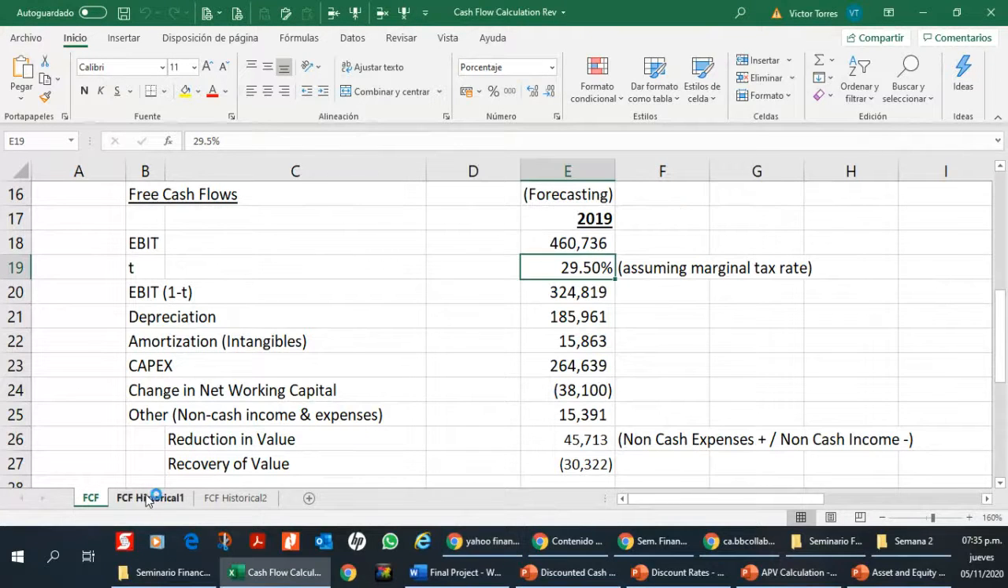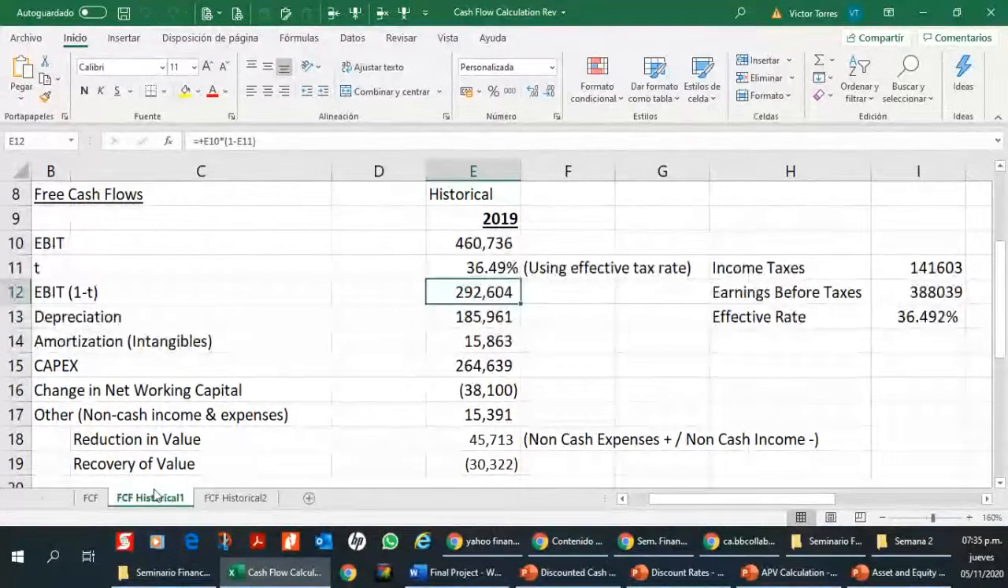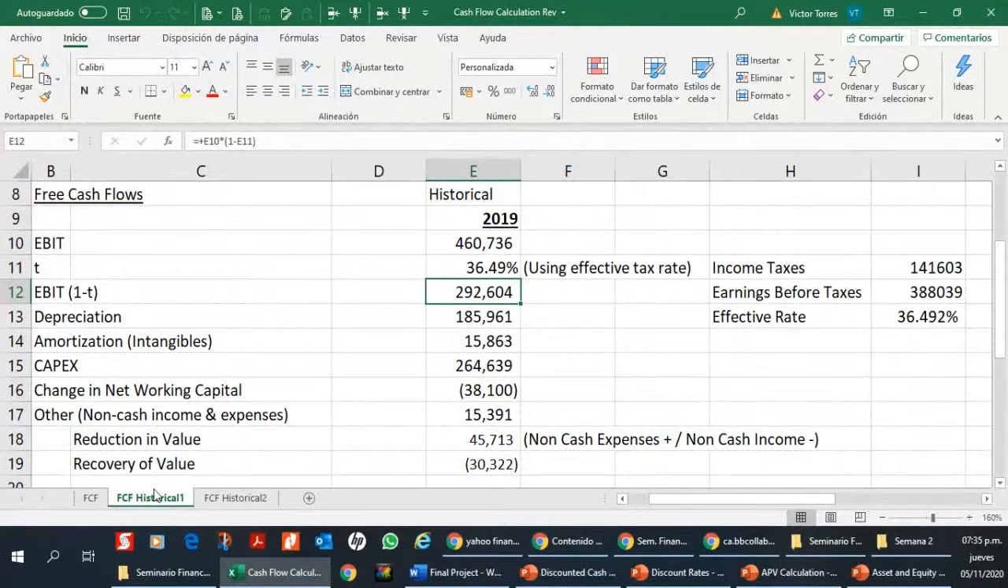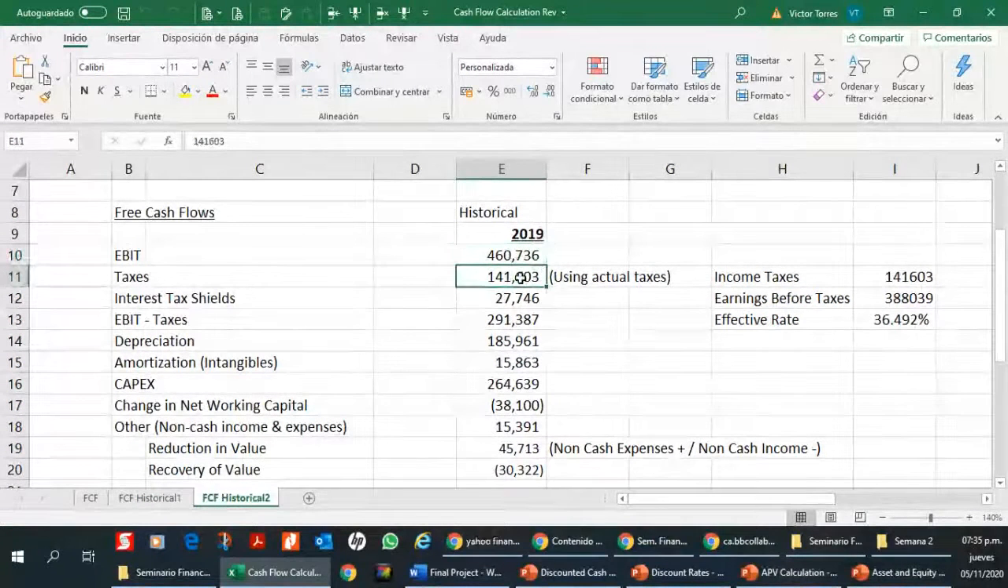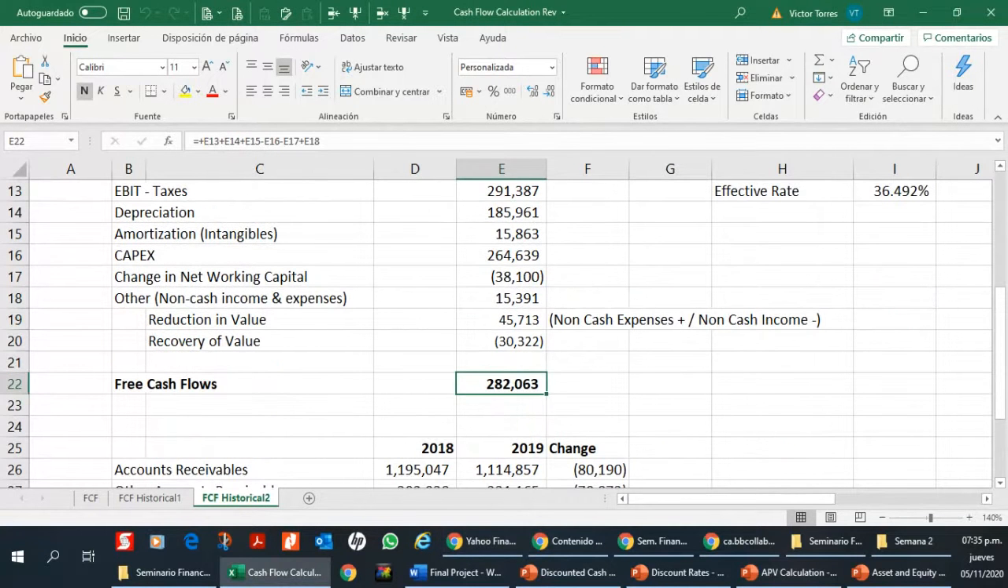Okay, but if we were going to chat about the historical numbers, if you're already analyzing historical data from the 10K, as we are doing right now, you have two alternatives. Either try to figure out the effective tax rate, which is not difficult, given that you have the income taxes and the earnings before taxes, or estimate this using the actual tax number. But in that case, you should adjust for the interest tax shields in order to arrive at the correct value of free cash flow.